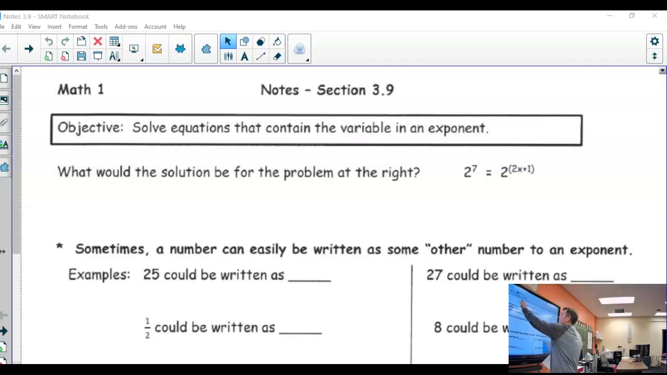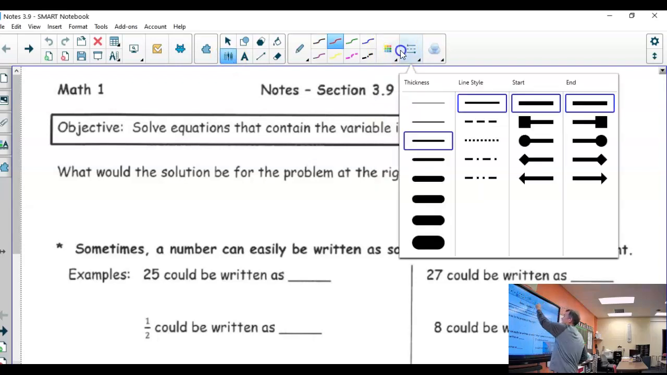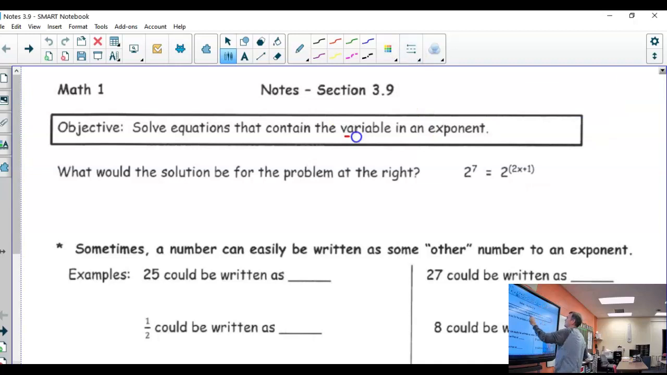All right, so you can see on the board, we are solving equations that contain a variable in an exponent. And I actually start with a pretty easy example here. It'll be obvious what we're doing. What would the solution be for the problem at the right?